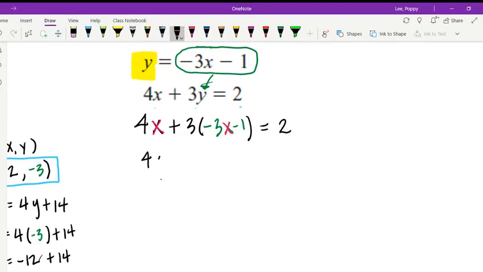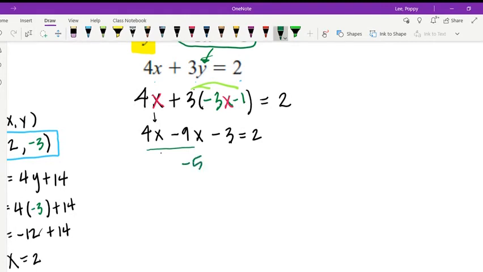So I'm going to bring down the 4x, and then I'm going to distribute the 3 through the parentheses. So 3 times -3x is -3x, plus 3 times -1 is -3 equals 2. So again, I brought down the 4x, I distributed the 3 through. 3 times -3, uh-oh, good thing I went back through that. That should be -9x, and then positive 3 times -1 is -3, and that equals 2. Combine like terms, 4x minus 9x is -5x. Bring down the -3 equals 2.